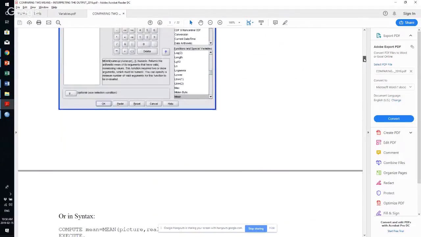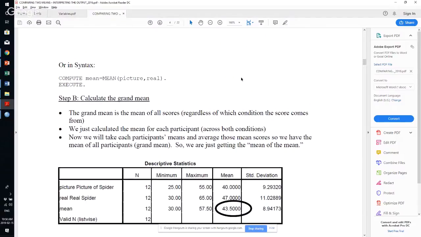Then what you need to do is get the mean of the mean. So we've calculated this mean value, which is the mean of all of the person's data, regardless of whether they're in the spider or the picture condition. We now want to know what the mean of the mean is. So we would get that and then we can plot that. Notice we've got picture of the spider, we have the real, and now we have this new variable called mean.